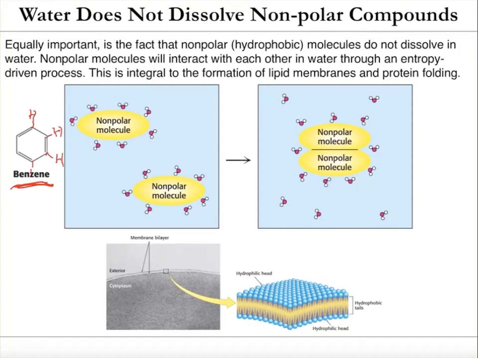Now, carbon and hydrogen basically share the electrons equally. So hydrogen is not hogging those electrons and the carbon is not hogging those electrons. They basically both have the same preference for those electrons. So this is said to be nonpolar.